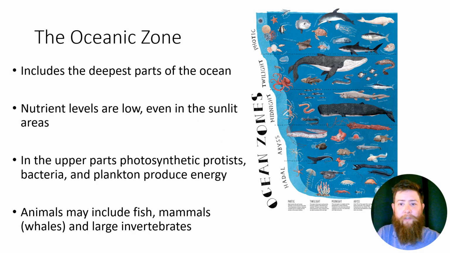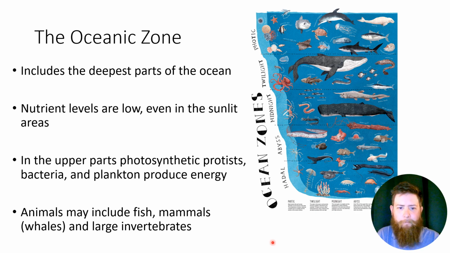The next zone is the Oceanic Zone. It includes the deepest parts of the ocean. The nutrient levels are low even in the sunlit areas because we don't have that upwelling. But in the upper part, we do have photosynthetic protists, bacteria, and plankton that are producing energy, and we have fish, mammals, whales, large invertebrates like squid, and jellyfish, all of those things.